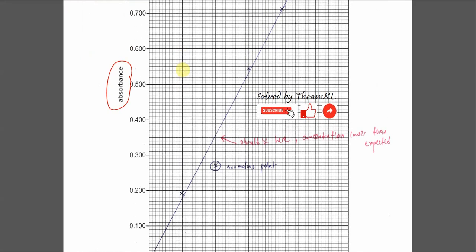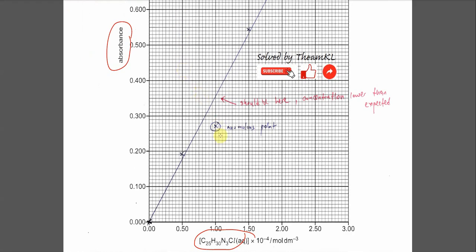According to this best fit, for the concentration 1.00 times 10^-4 mole per dm cube, the absorbance should be somewhere here, about 3.5. But now it's lower, about 2 point something. Why? It means the concentration is lower than expected.